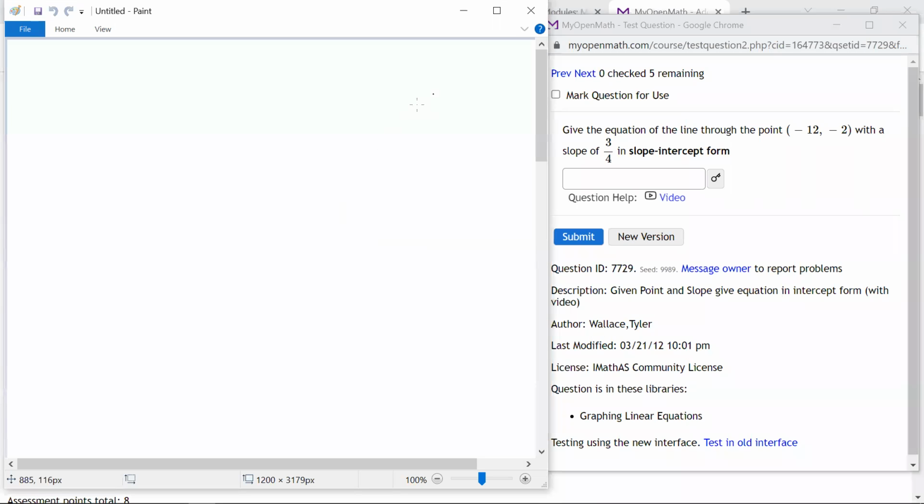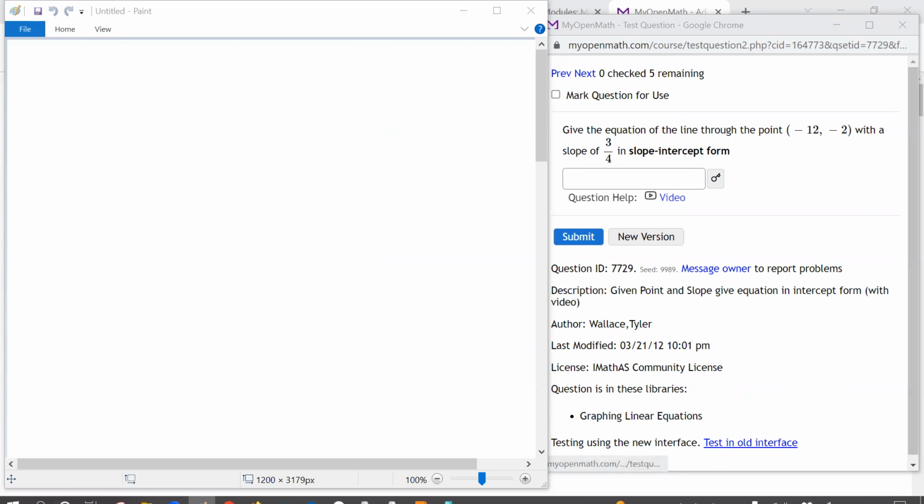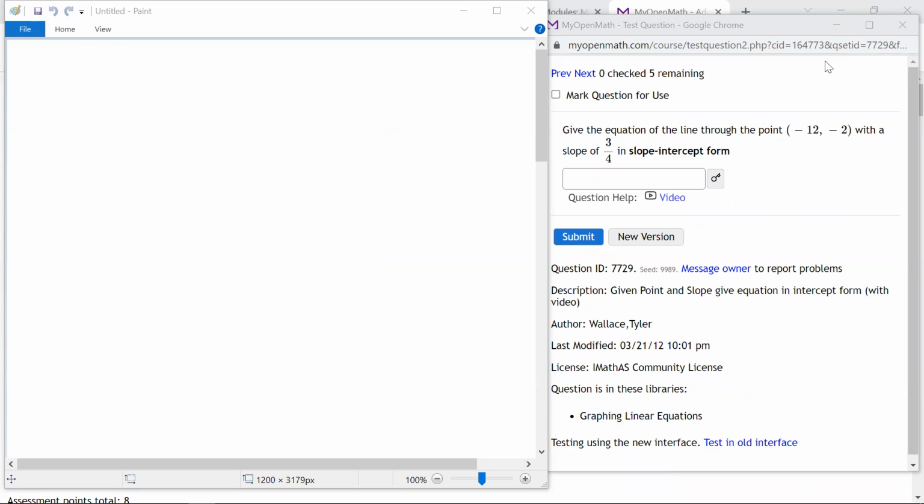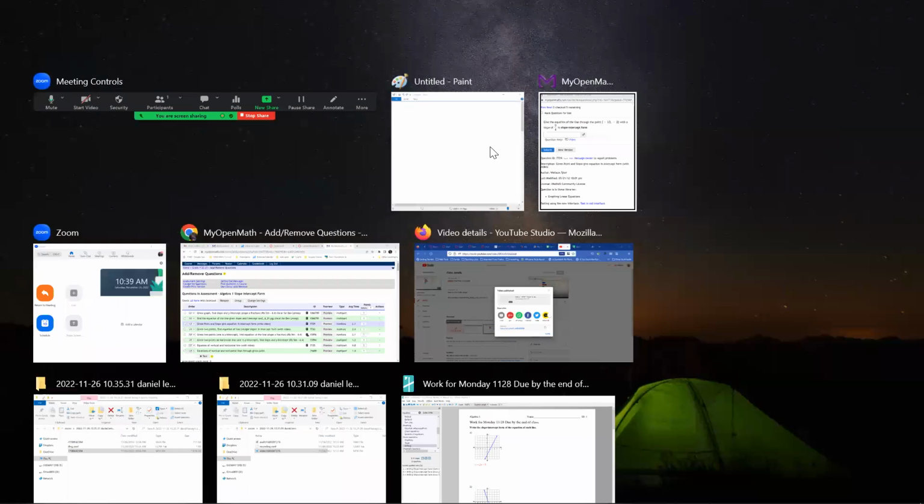Okay, now they're giving us, getting a little more difficult. They're giving us the slope and a point, and the point is not the y-intercept. And remember, if it's the y-intercept, x will be 0 and y will be its number.